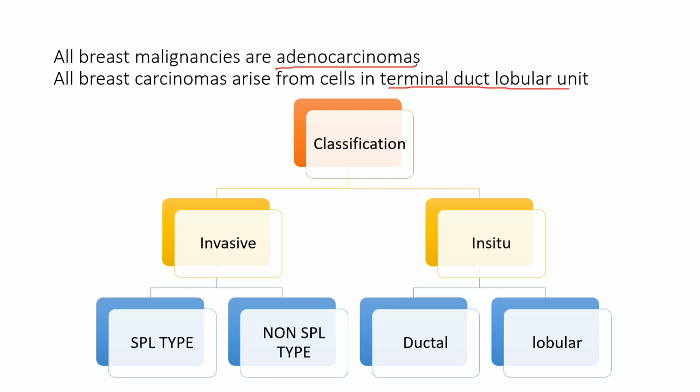Now coming to the classification, they are classified into two types, the invasive and the in situ type. The invasive type is further classified into special type and non-special type. The in situ type is classified into ductal and lobular carcinomas.